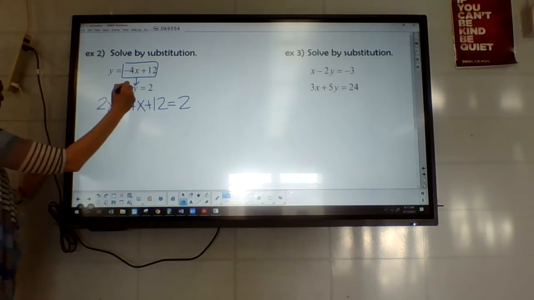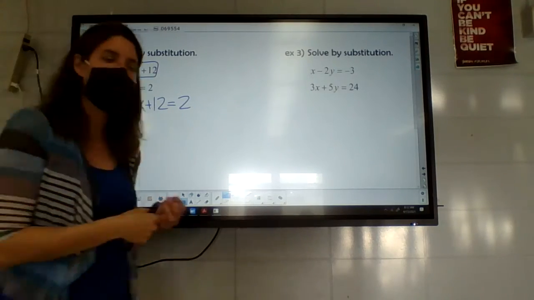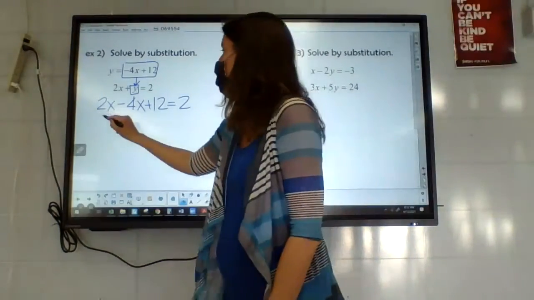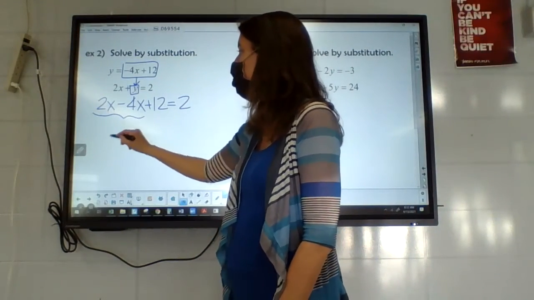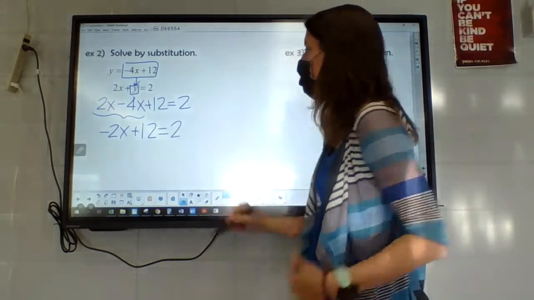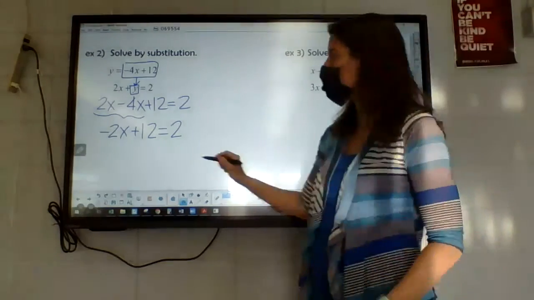I replace this y with what y equals, the -4x plus 12. In this case, there's no distributing to do because nothing is being multiplied to y. So I'm ready to combine those two. I'm going to move that 12 over.